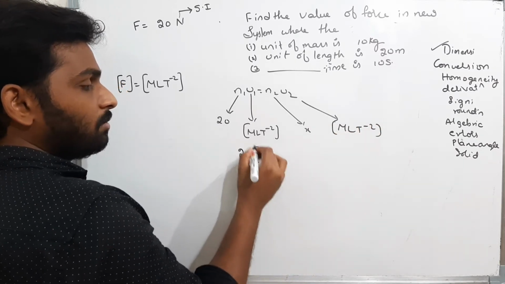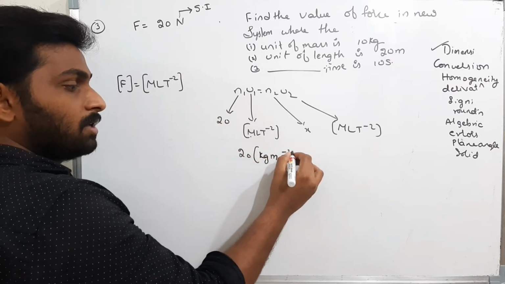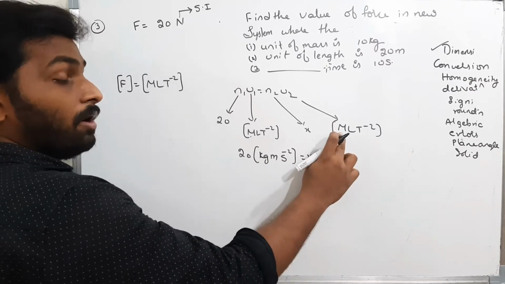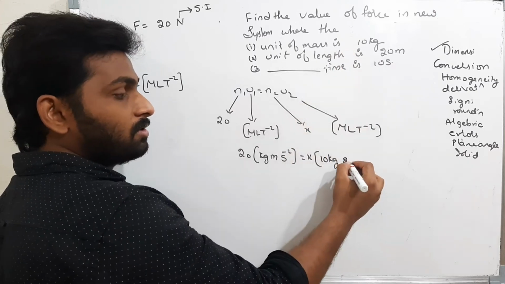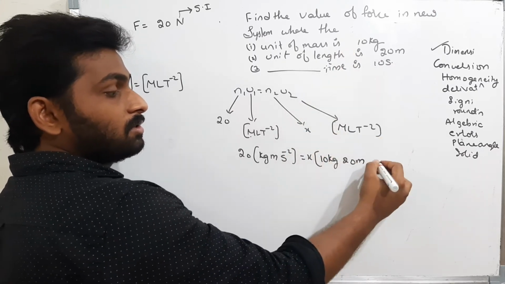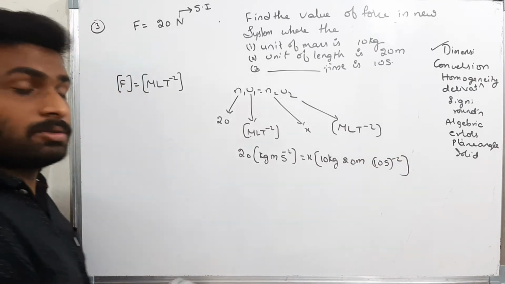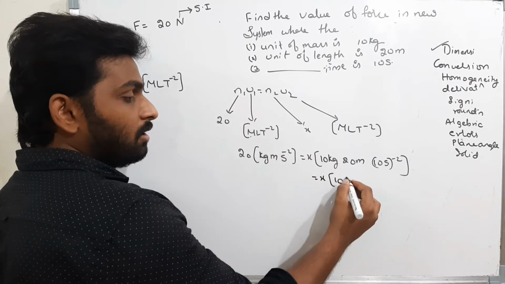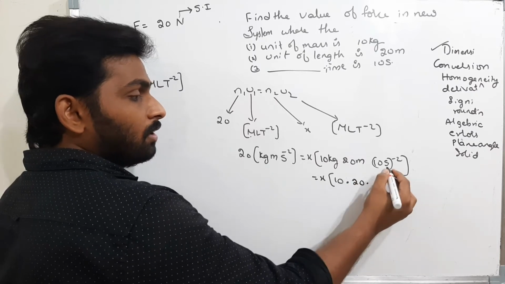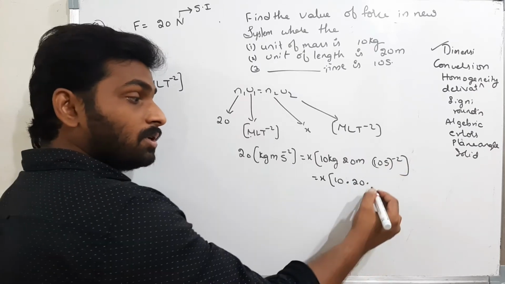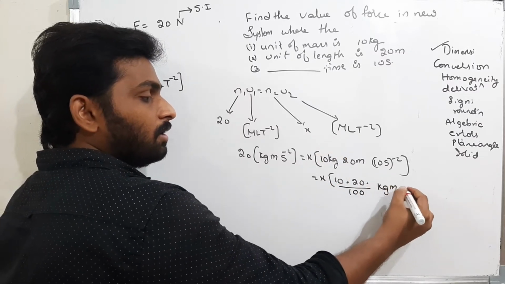Therefore, 20 into, what is the unit of mass in SI system? kg, meter, second minus 2, must be equal to x into, what is the unit of mass in the new system? That is 10 kg. What is the unit of length in the new system? That is 20 meters. What is the unit of time in the new system? That is 10 seconds, whole power minus 2. That is x times 10 kg into 20 meters into 10 power minus 2. 10 power minus 2 means 1 by 100, kg meter s minus 2.